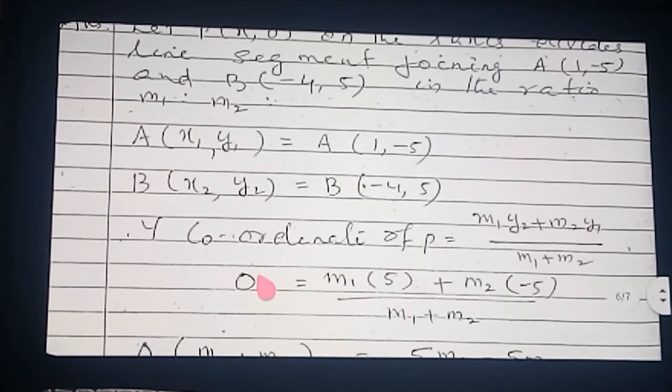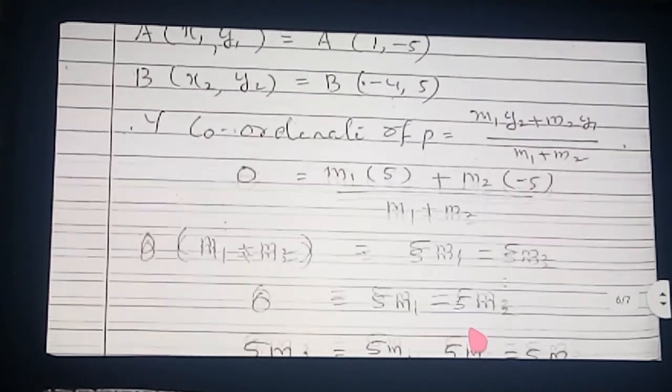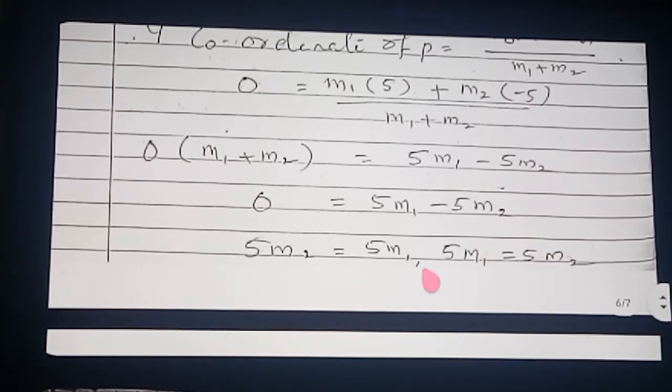So what is the y coordinate of P? 0. Then apply m1 into y2. How much? 5 plus m2 into y1. Okay. Cross multiply. Here all cross multiply. Arrange on one side. 5 m1 is equal to 5 m2 coming.